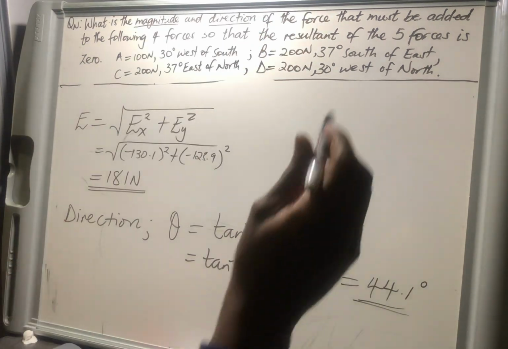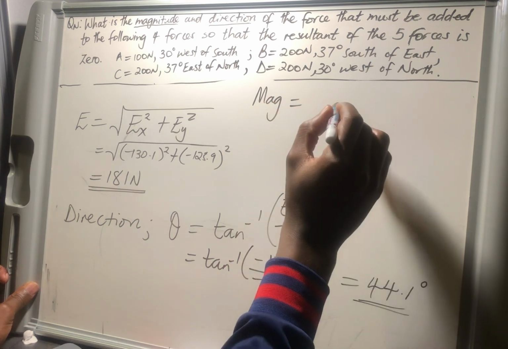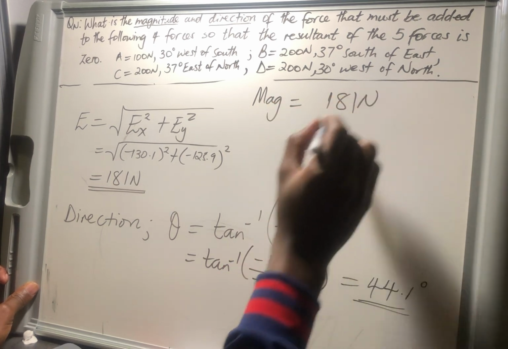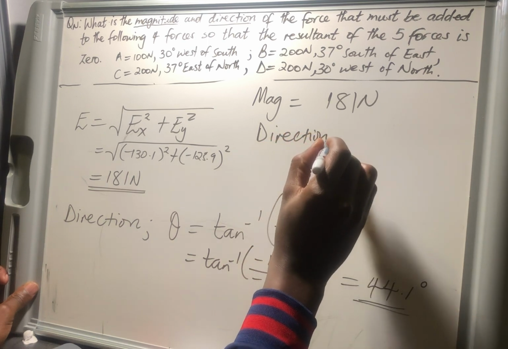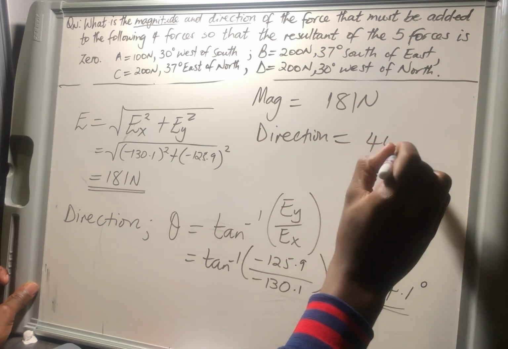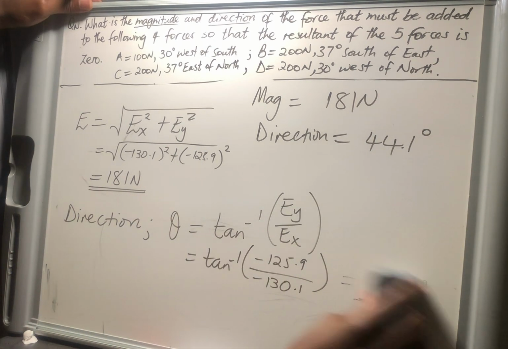So once again, you have your magnitude as what? 181 newtons, and your direction as what? 44.1 degrees.